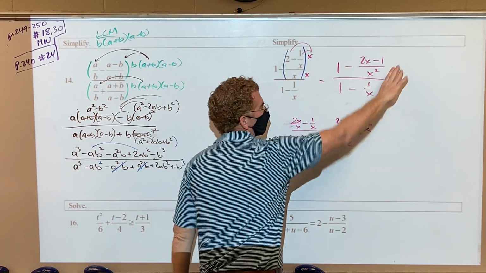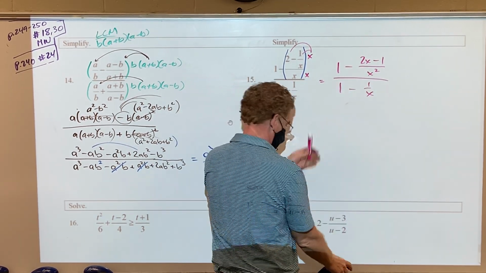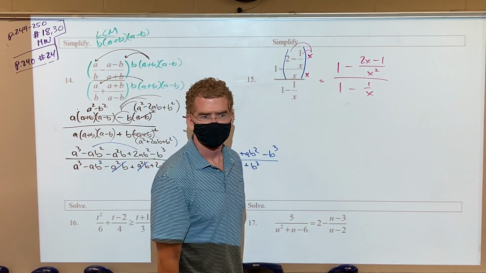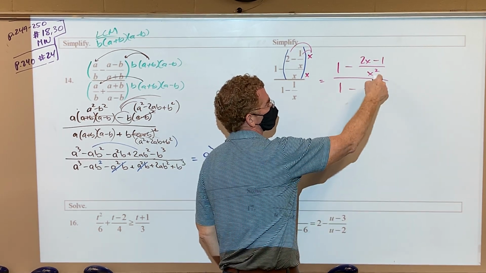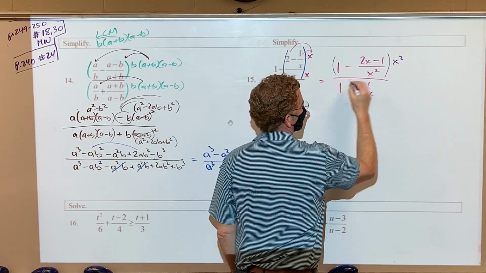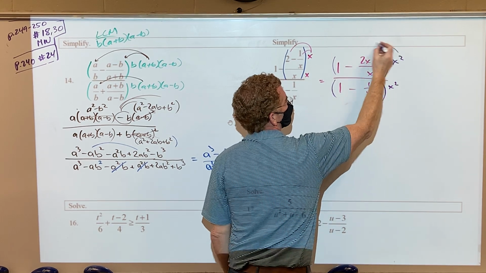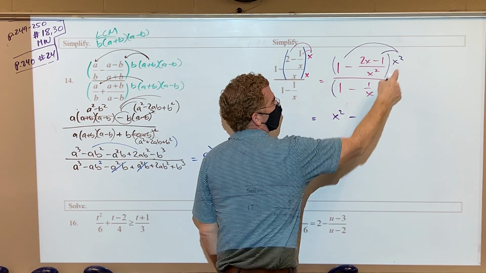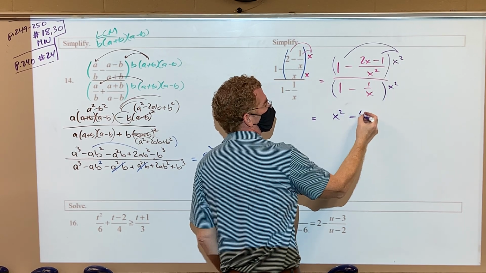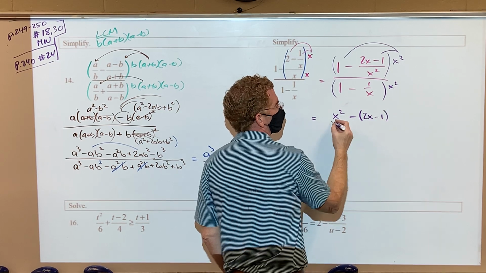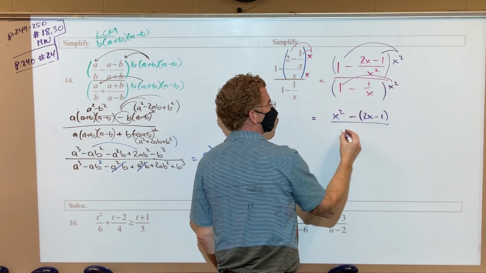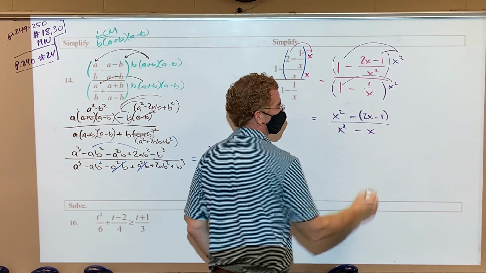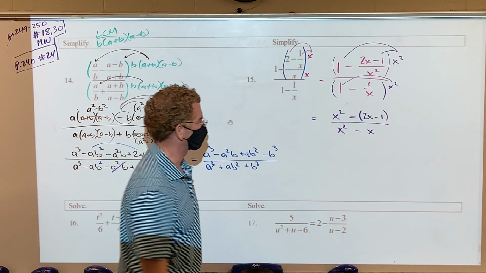So now, right now, what can I do? See, now I have a fraction within a fraction. So what can I multiply the top and the bottom by? Yeah, because 1 and x squared, common denominator, would be x squared. Now watch, distribute that in. X squared times that. X squared times this, everything cancels, but remember, bring down the 2x minus 1 because you got to distribute that negative. X squared times 1. X squared times this, and x cancels negative x. And boom, it looks so much better already.